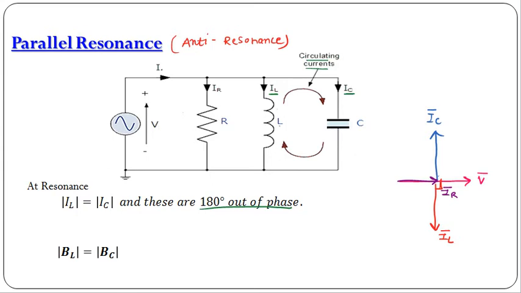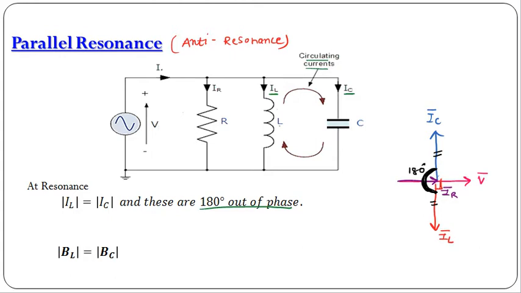So now when the resonance occurs, both these currents, that is IL and IC, are equal in magnitude, but you can see that they are out of phase by 180 degrees. So at resonance they are equal in magnitude and they will be out of phase by 180 degrees.